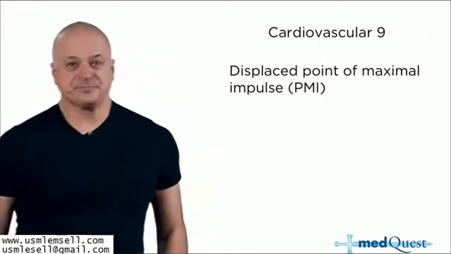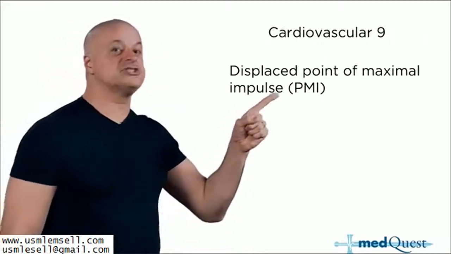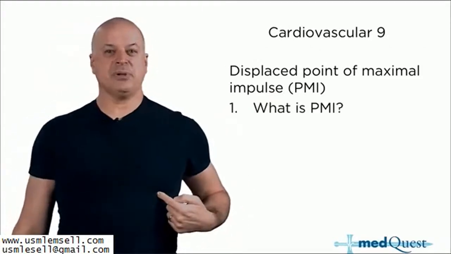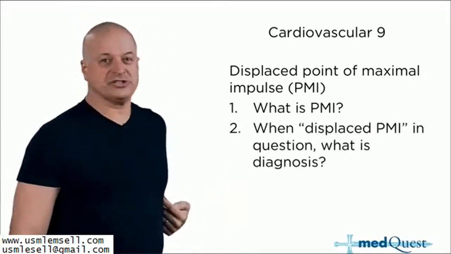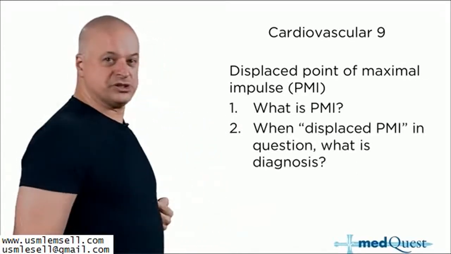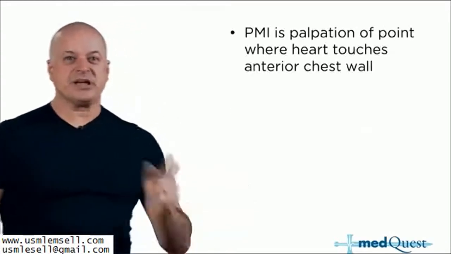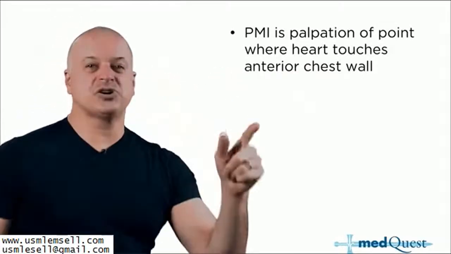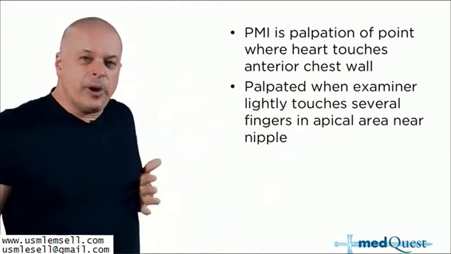Next card. Now, the displaced point of maximum impulse. There's a cardiac finding. The point of maximum impulse should be down there just past the nipple. And when it's displaced and pushed over to the side, what does it mean when it's pushed over to the side? It's an anatomy question. Now let's look at some anatomy, because the displaced point of maximum impulse means my left ventricle is displaced laterally. Laterally, something you feel, point of maximum impulse.